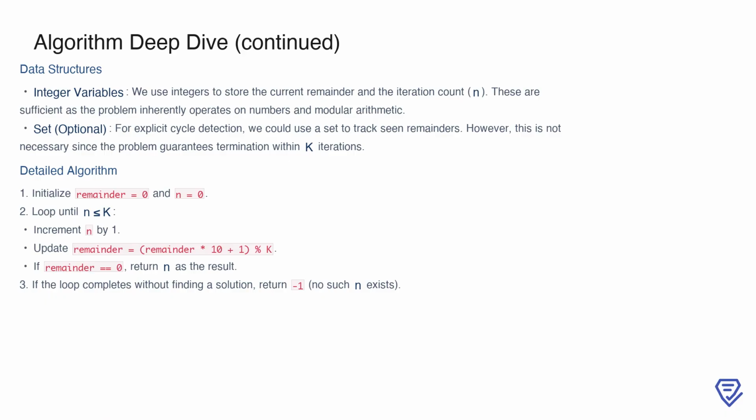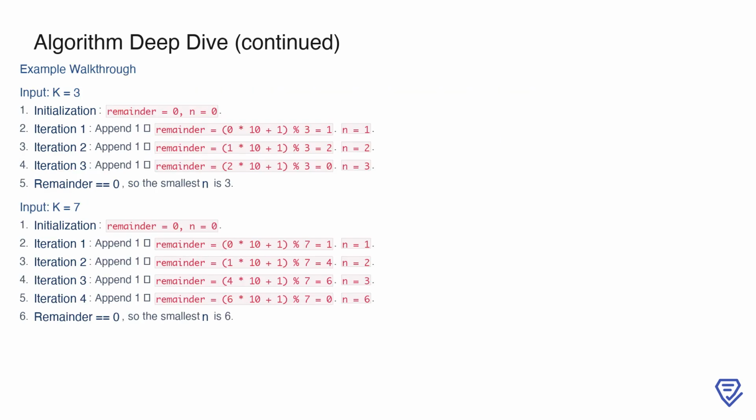In each iteration, increment n by 1, update the remainder using the formula remainder = (remainder * 10 + 1) % k, and check if the remainder equals 0. If it does, return n as the result. If the loop completes without finding a solution, return -1, indicating no such n exists. Let's walk through a couple of examples to see the algorithm in action.